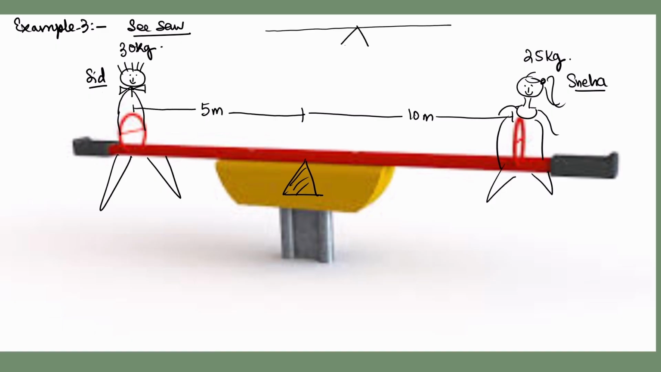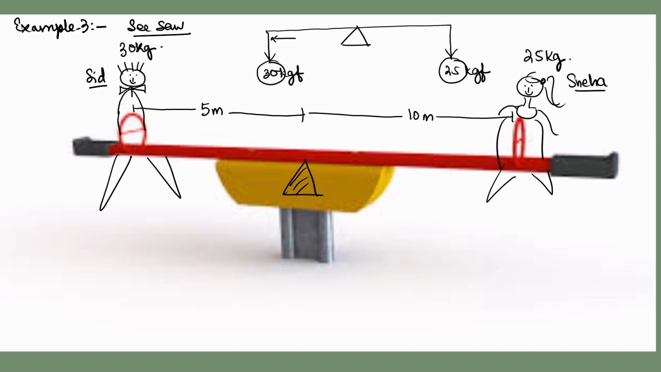So here we have a pivot. Here we have Sid. Sid's weight is going to act downwards, right? And what about Sneha? Sneha's weight is also going to act downwards. Correct? So how much weight is going to act from Sneha? It will be 25 kgf. How much weight is going to act for Sid? It is going to be 30 kgf.